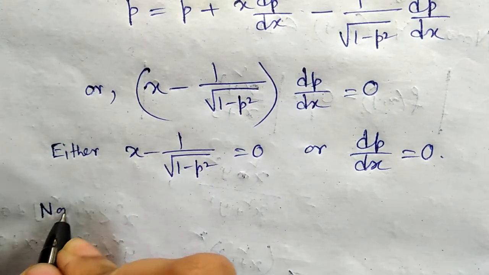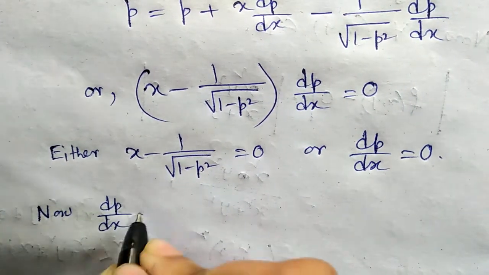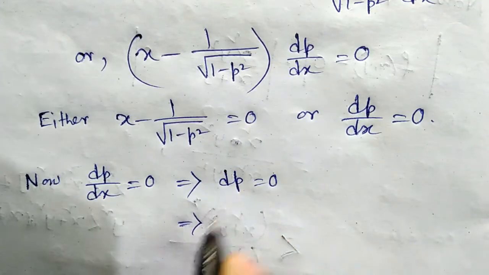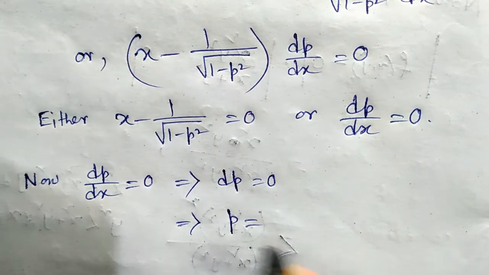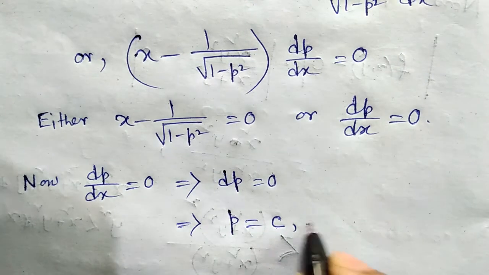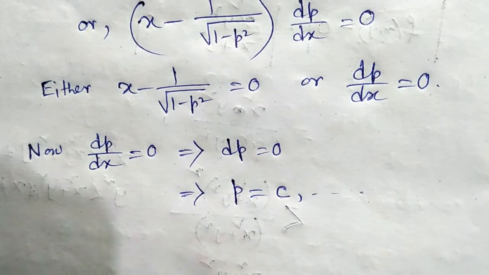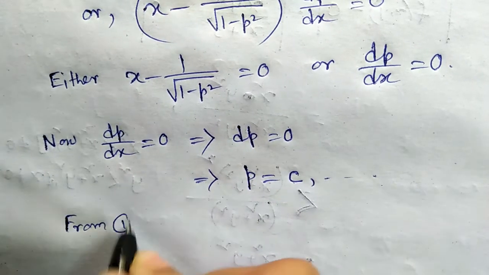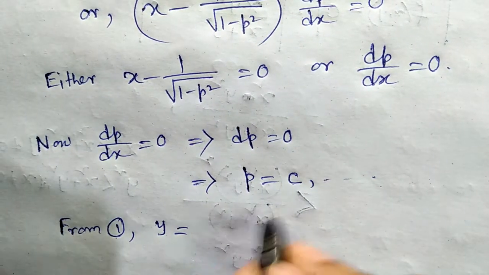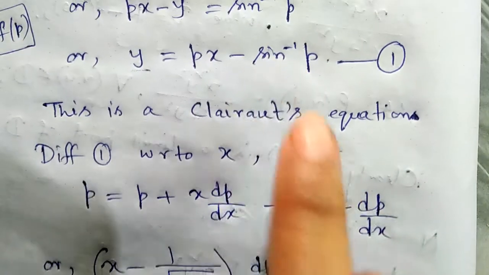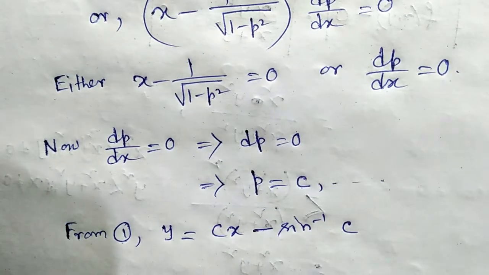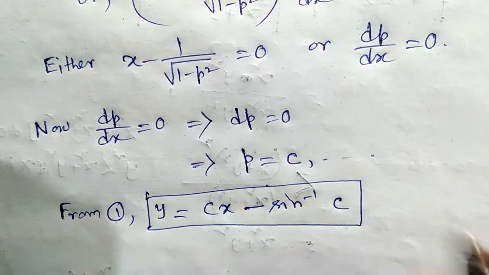So now if dp/dx equal to 0, then we get dp equal to 0. Therefore, integrating this, we get p equal to some arbitrary constant c. Now putting the value of p in equation (1), we get y equal to px, that is cx, minus sin inverse p, that is minus sin inverse c. So this is our general solution.